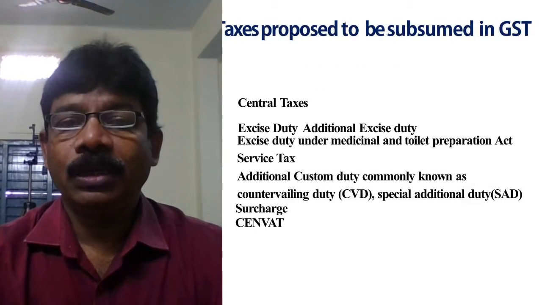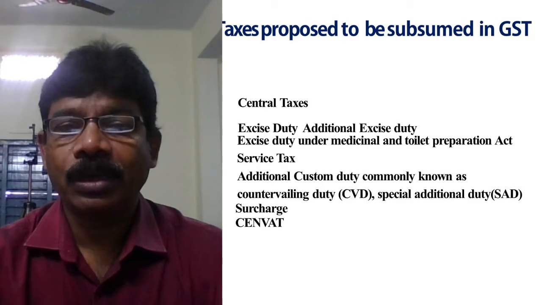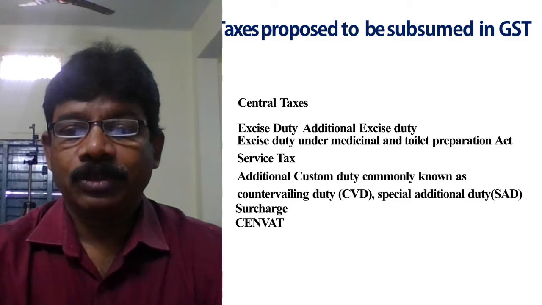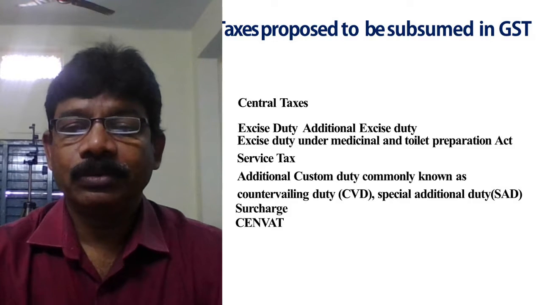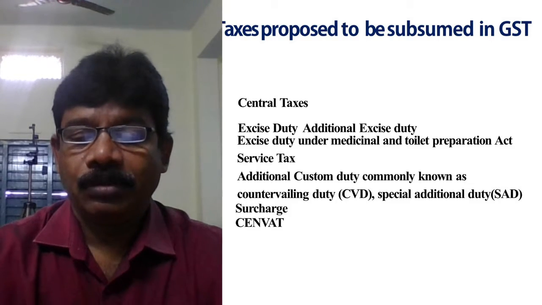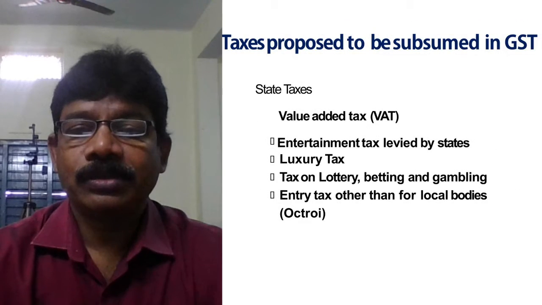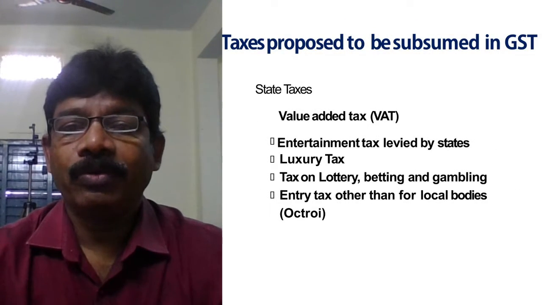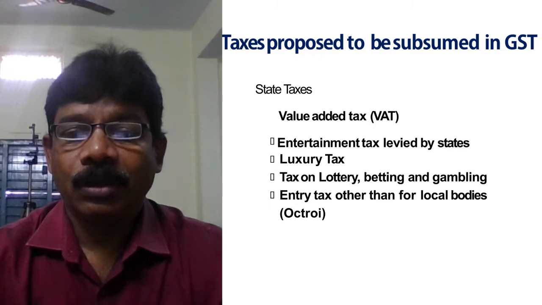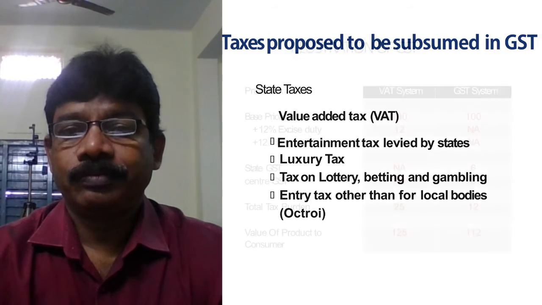And what are the taxes which are subsumed? Central taxes subsumed, meaning merged in GST, are central excise duty, service tax, special additional duty, countervailing duty, then VAT and CST; all these are merged in central GST. State taxes such as VAT, which we call value added tax, and entertainment tax, luxury tax, octroi, and local body taxes are merged in GST.